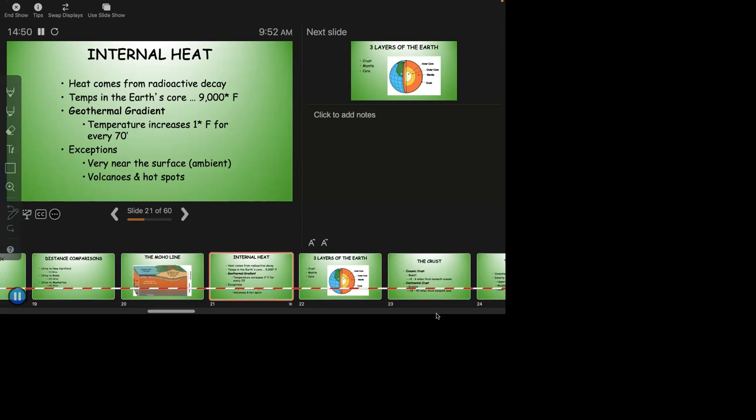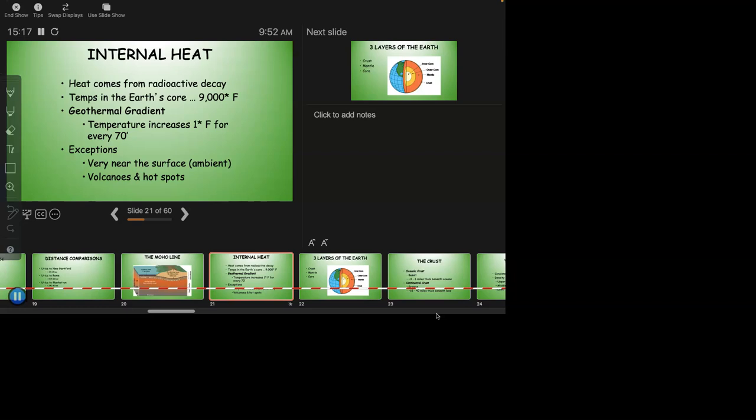As I indicated a couple minutes ago, there are exceptions to this rule. Every so often, the hot makes its way up towards the surface in the form of volcanoes and hot spots. A hot spot usually is what feeds a volcano. It's a pool of magma, unusually close to the surface. You'll hear about those again when we talk about volcanoes.